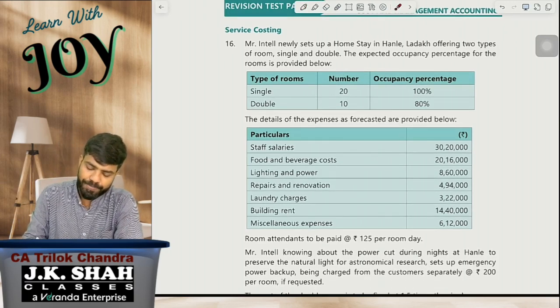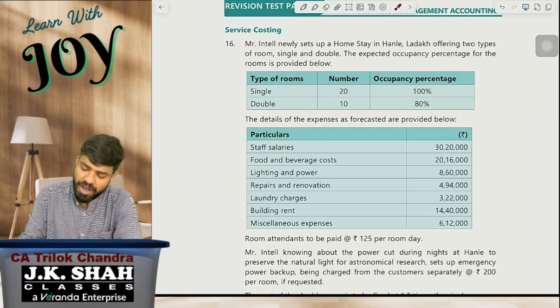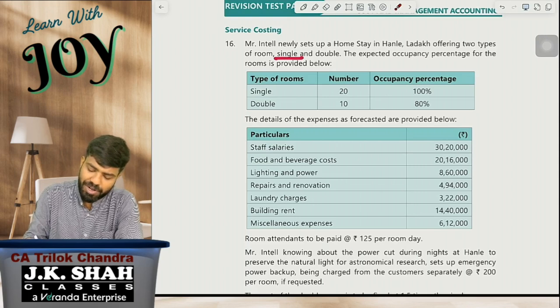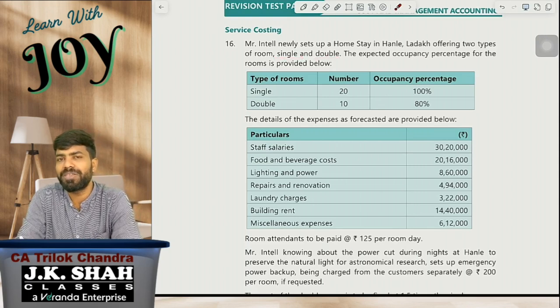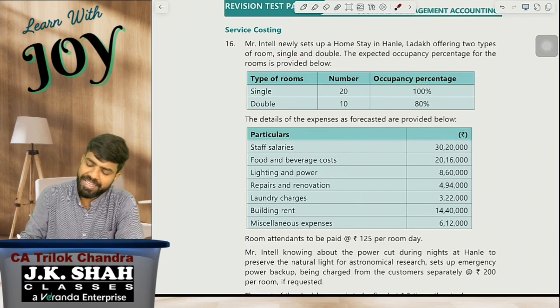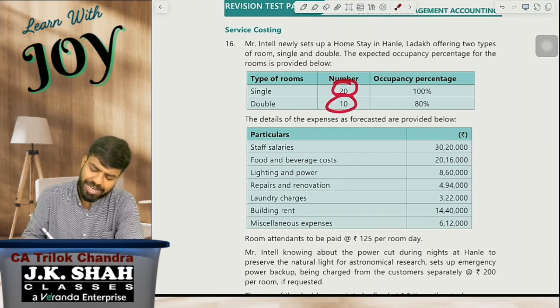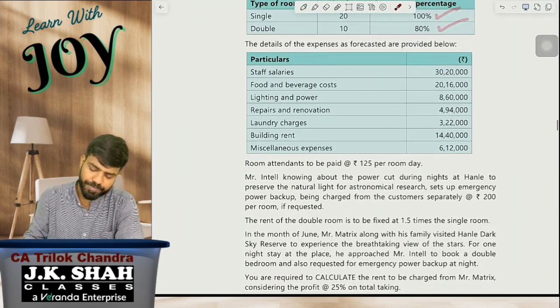Mr. Intel newly sets up a homestay in Hanley, Ladakh, offering two types of rooms, single room and double room. This is the question based on the hotel. The expected occupancy percentage for the rooms is provided below. When it comes to single, 20 rooms are there, double, 10 rooms are there. Percentage of occupancy is 100%, 80%.